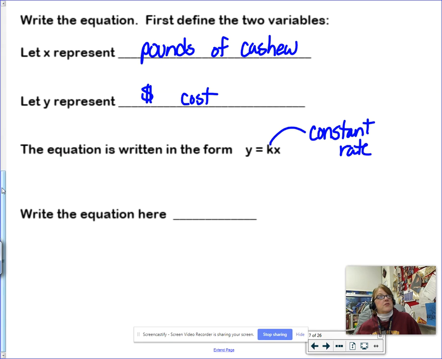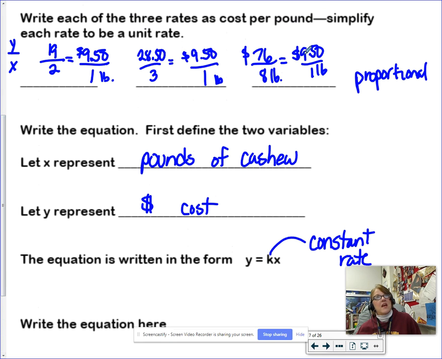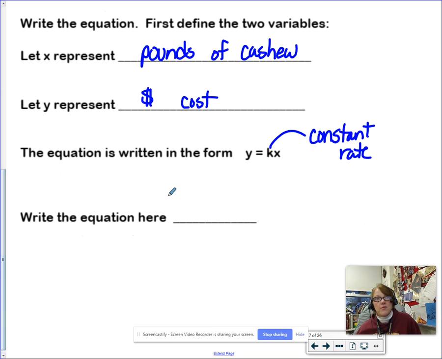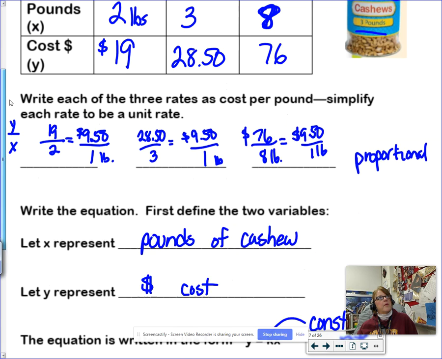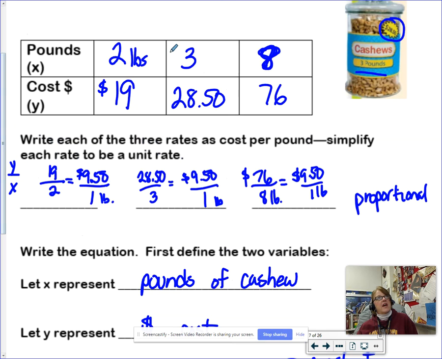So what's that magic number? That is $9.50, that unit rate that we see all the time. So the equation is going to look like this. Y equals $9.50 times X. Yay! So no matter what you put in for the pounds, because remember pounds is X, you just have to multiply by $9.50 and boom, there's your price. Take 3, multiply by 9.50, boom, there's your answer. Take 8, multiply by 9.50, boom, there's your answer.